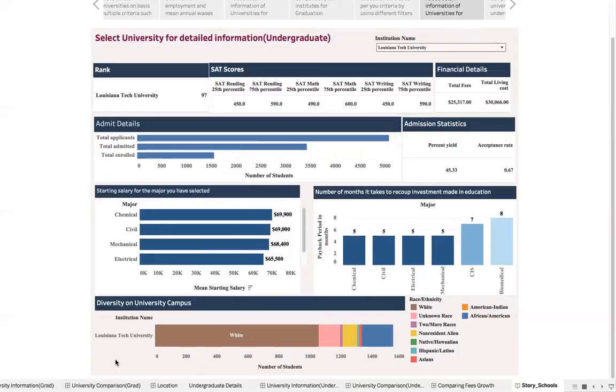Also, undergraduate students can look over the diversity on the campus. They can look at what number of people are white, what number are Asian, American Indian. This will give students an idea of what experience they'll have in terms of diversity on the university campus, basically.